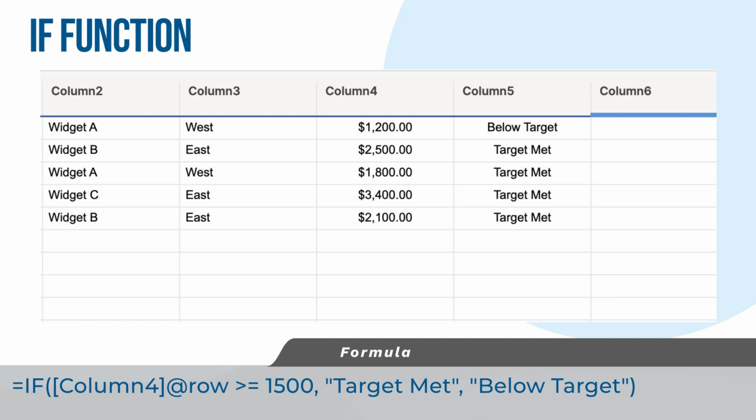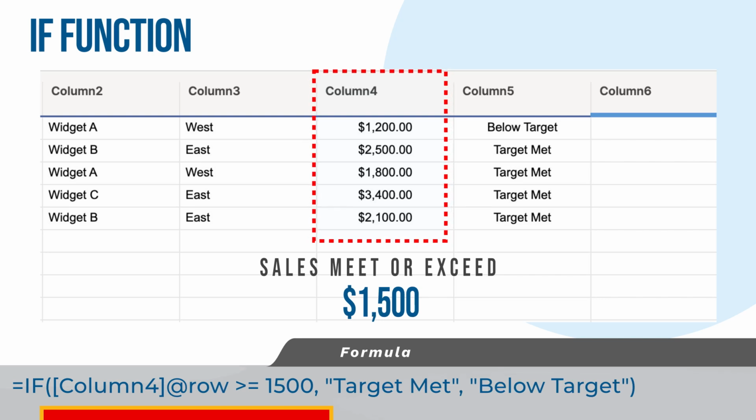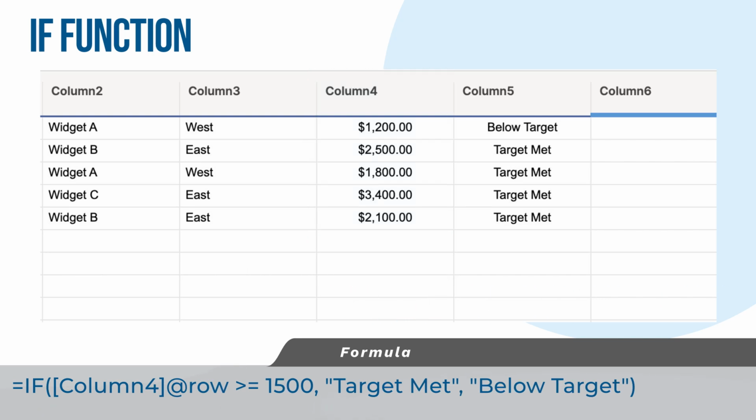In a new cell, enter the formula displayed on the screen. This formula tells SmartSheet to check whether the value in the sales column is greater than or equal to $1,500. If the condition is true, it will return "target met." If the condition is false, it will return "below target."